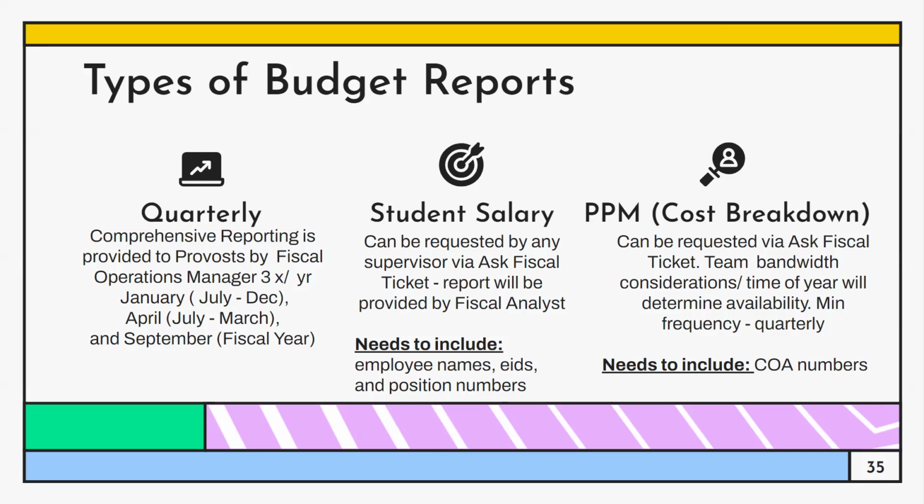The third type of report you can request is a PPM cost breakdown report. This is going to show you every single expense that's hit your COA at the task level. You can request this again with an Ask Fiscal ticket. We do need to take into account our team bandwidth considerations based on the time of year. We may have limited availability, but at least we will commit to providing you a quarterly breakdown report if you reach out and request it. For this request, you do need to give us the entire COA numbers that you want to be included in this report.